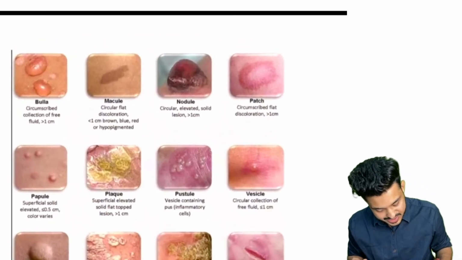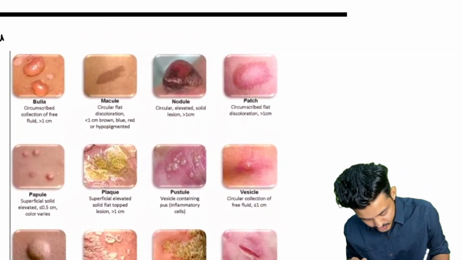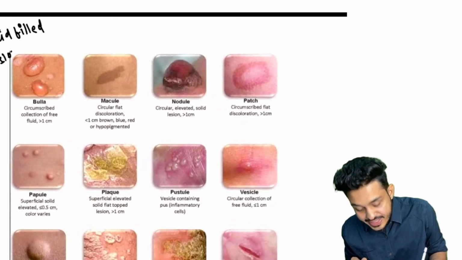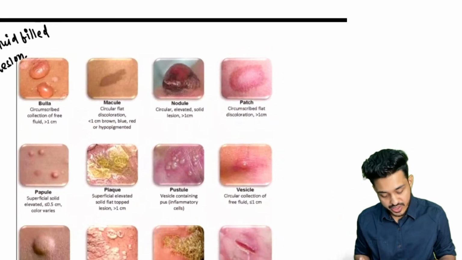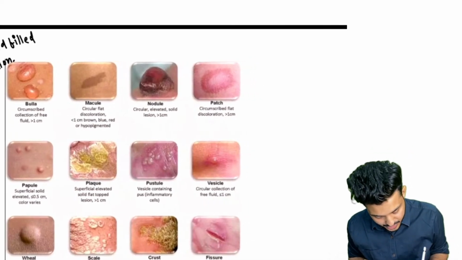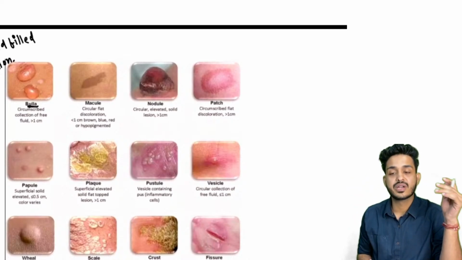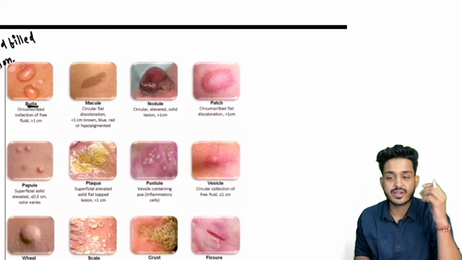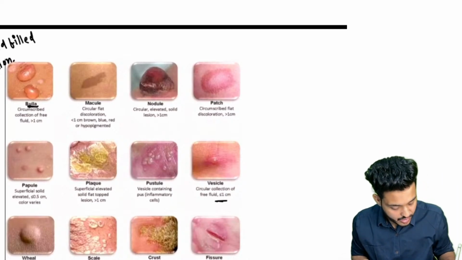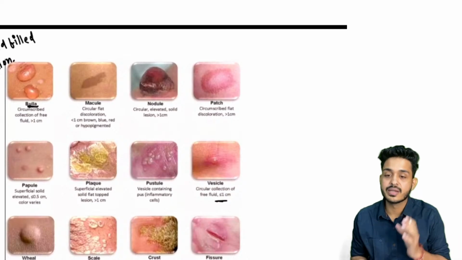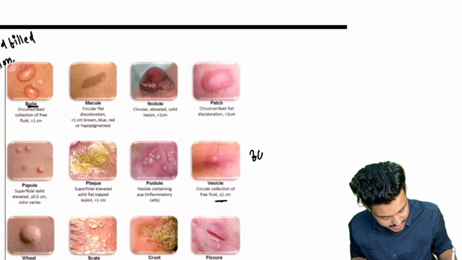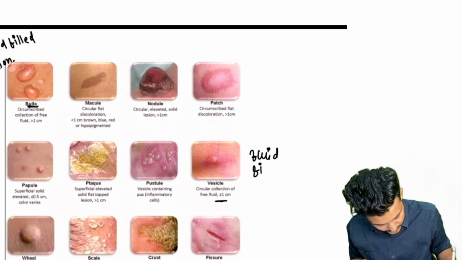So the first one is the fluid filled lesion. If you are looking at a clear fluid filled lesion, that is your bulla. Bulla will be more than 1 centimeter. Bulla मतलब क्या होगा? There will be a fluid filled lesion more than 1 centimeter. If it is less than 1 centimeter, we call it vesicle. Both of them are clear fluid filled lesions.